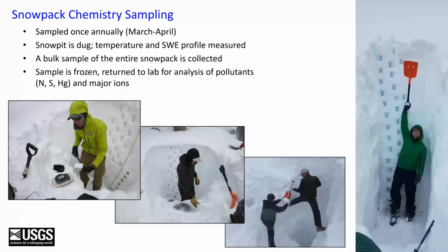And so what we do is we essentially go out to these locations, and once a year, close to peak snow accumulation, we'll dig a snow pit. We'll analyze the physical properties of the snowpack, and then we'll collect a bulk sample of that entire snowpack. Essentially that represents a composite sample of all the deposition that occurred from when that snow started to accumulate, which is generally October or November, to when we collect the sample around March and April. Then we keep that sample frozen and return it to our lab for analysis each year.